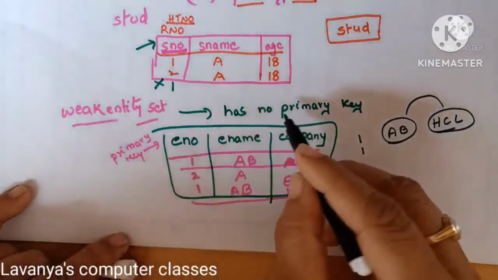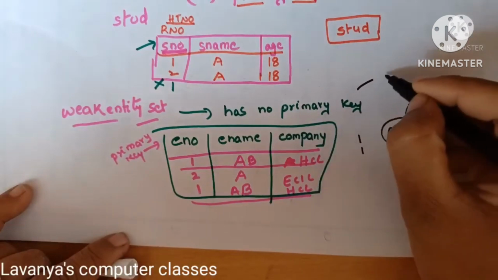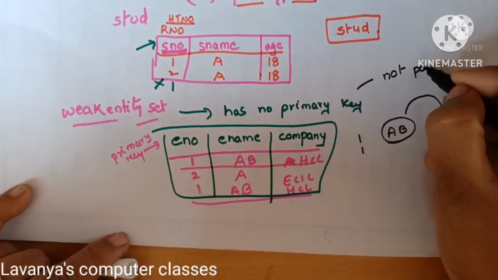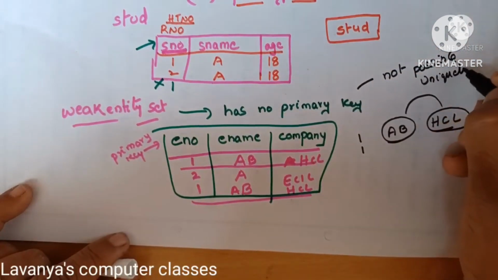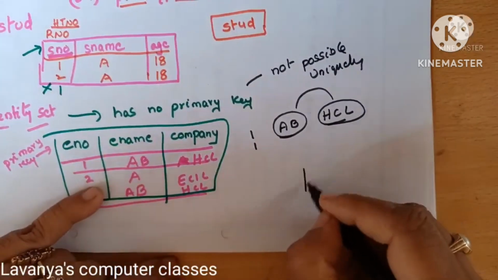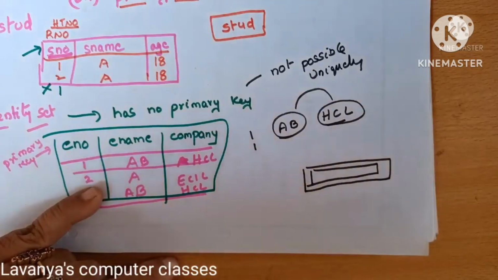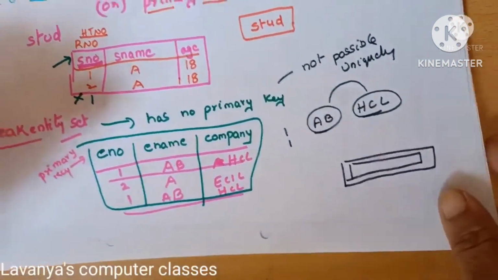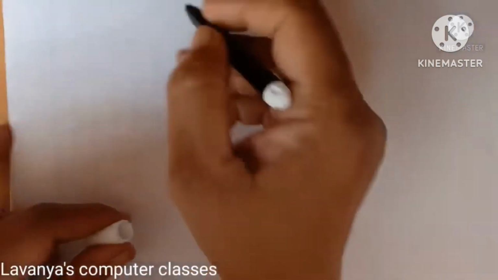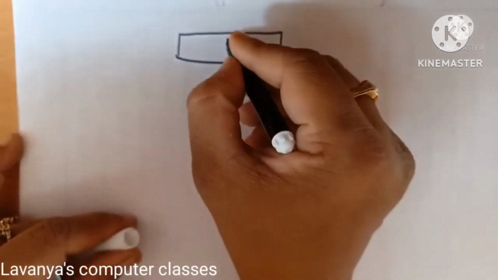So any entity set that has no primary key, or where it is not possible to identify records uniquely, is called a weak entity set. How can you represent a weak entity set? Still with a rectangle, but two rectangles. Two rectangle symbols are the representation of a weak entity set. I will give the example. One is for a strong entity, another is for a weak entity. This is the strong entity set. For strong entity sets, only one rectangle.